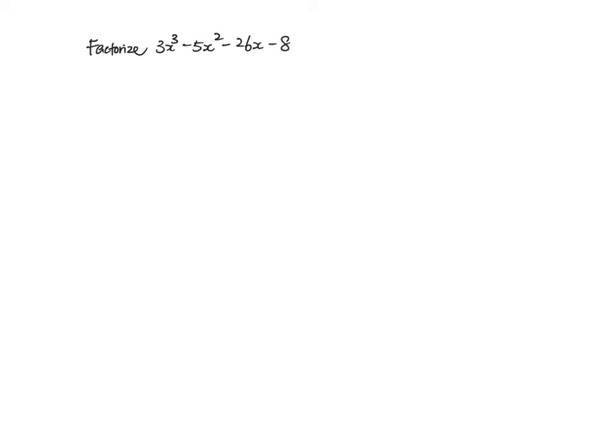Okay, so consider this question: factorize this polynomial. From what we've learned in junior forms, factorization pretty much uses the cross method, identities, and taking out common factors to begin with. But we can't do any of those because we have an x cubed term right here. So we can't use any of those methods from junior form. So we have to use the factor theorem.